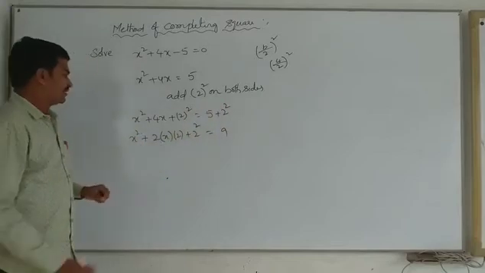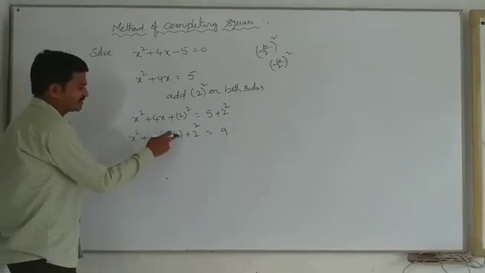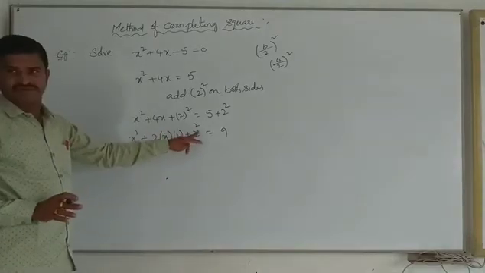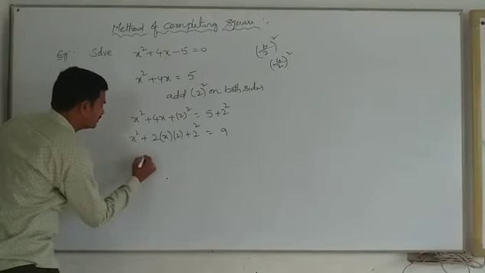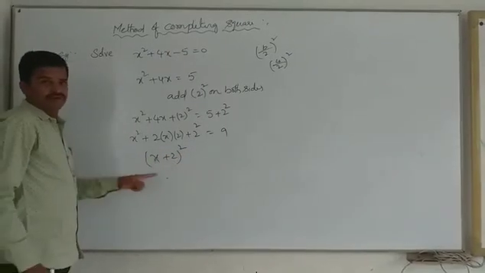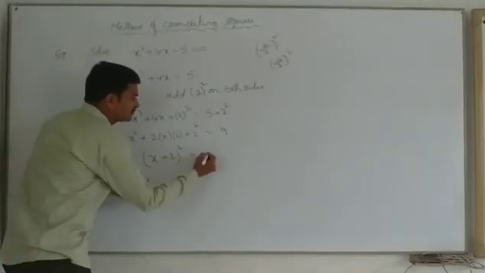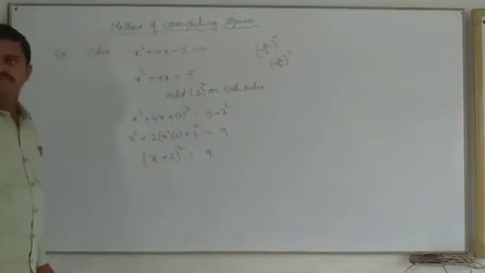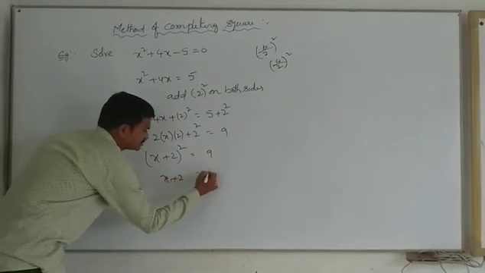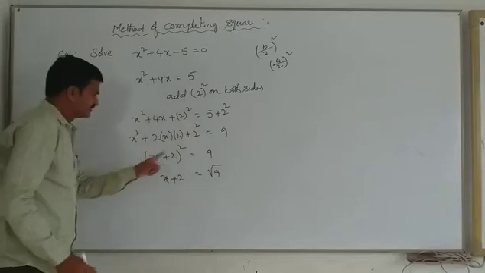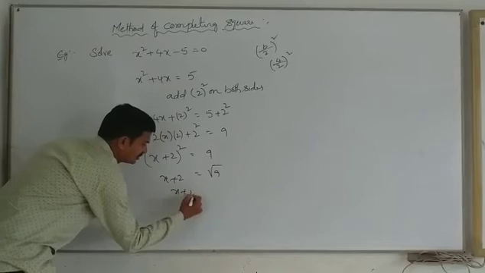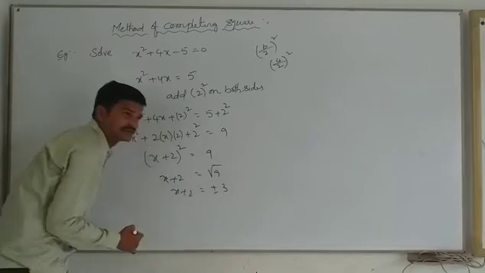4 plus 4, 9. And now see, it is in the form of a square plus 2ab plus b square, whatever it is. So it can be written as x plus 2 whole square, equals 9. Then x plus 2 equals to the square root of 9. This square becomes square root. And then x plus 2 equals to plus or minus 3.